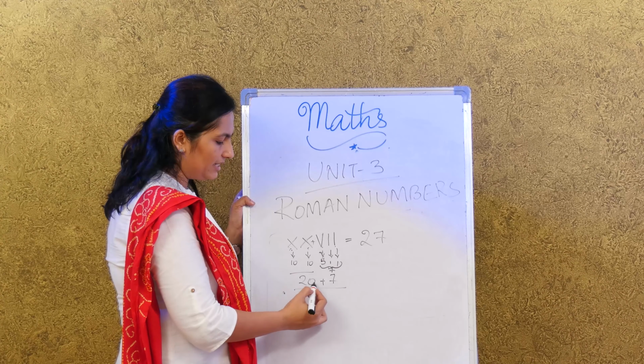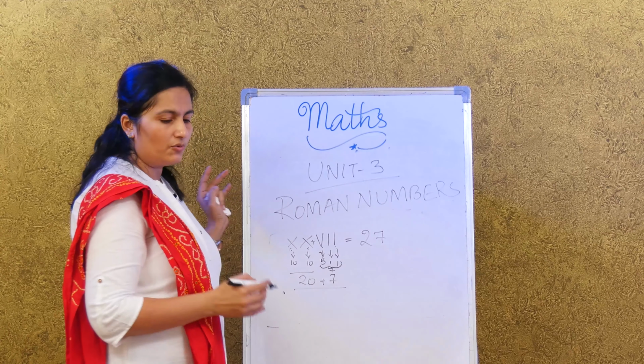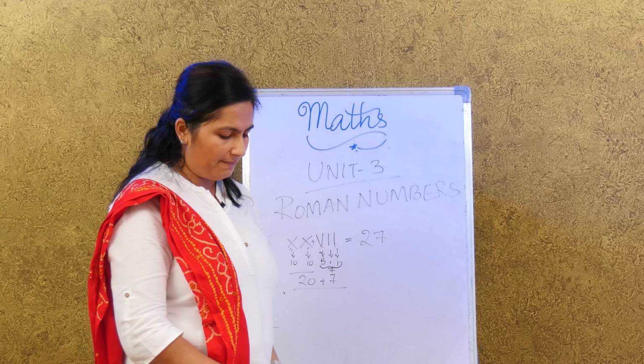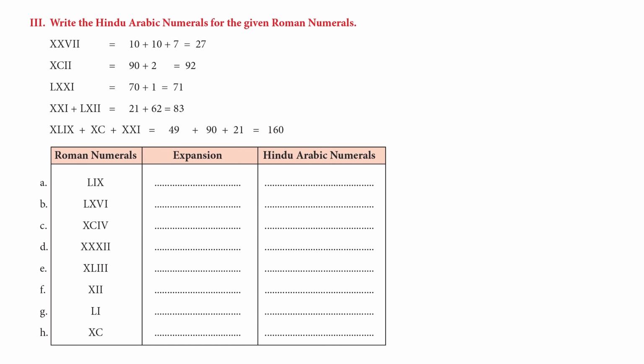So, see how the expanded form helped us. When you use the expanded form, you will get the answer quickly. Alright, let's move on to the next table. You can find Roman numerals are given, we have to expand, and you have to write the Arabic numerals. So, let's see how to do it.